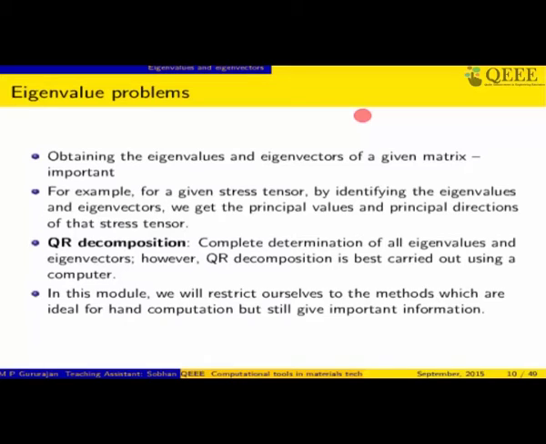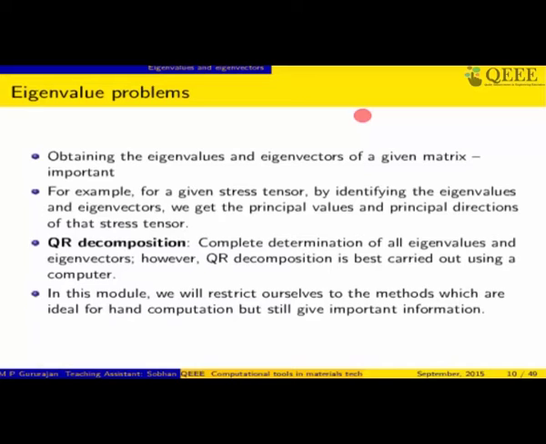The complete determination of all eigenvalues and eigenvectors, if you want to do it numerically, requires what is known as a QR decomposition. But QR decomposition is something that can be carried out on a computer. It's very difficult to carry out using pen and paper. It's not impossible, but it's very tedious. You need to do lots of computations, keep track of many things, and do the algebra properly to get the answers. So I'm not going to discuss QR decomposition, but it's important.